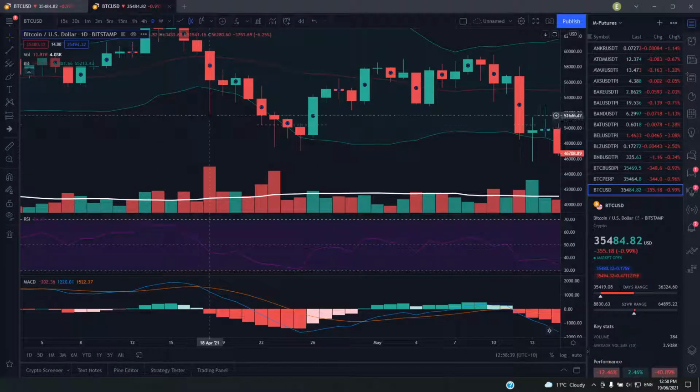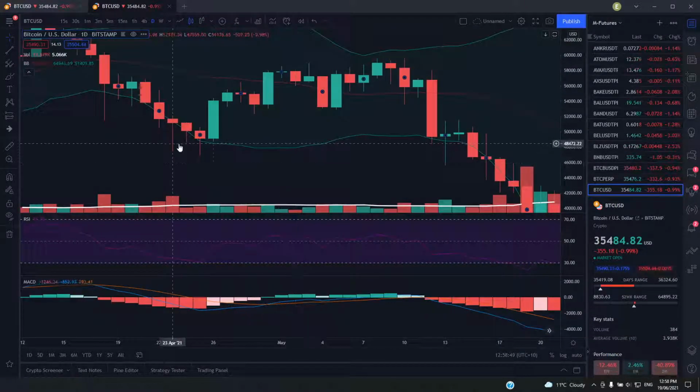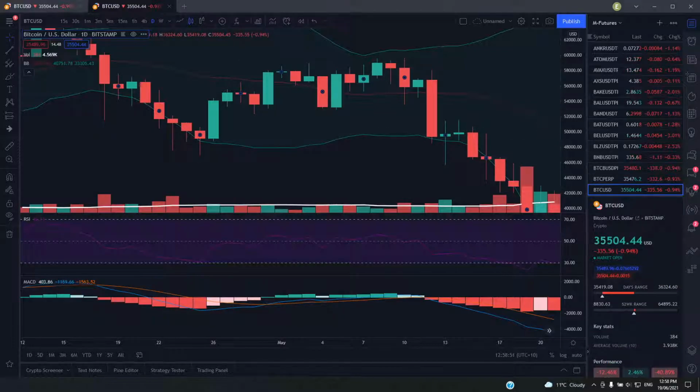A hammer is a type of bullish reversal candlestick pattern made up of just one candle, found in price charts of financial assets. So there we go. We've got a hammer, decent hammer there. So there's another trade rule, right?